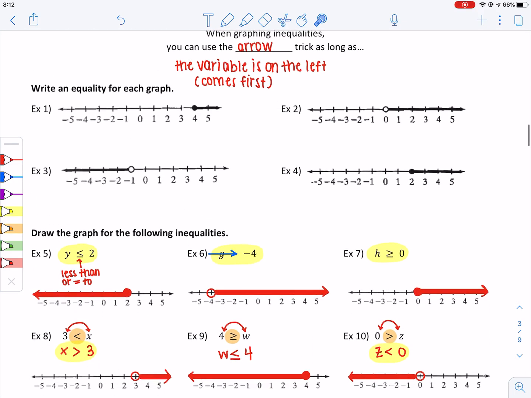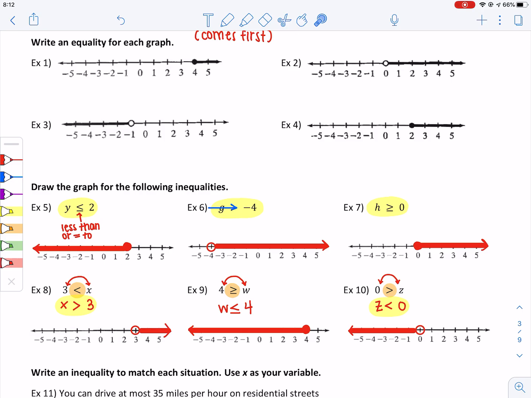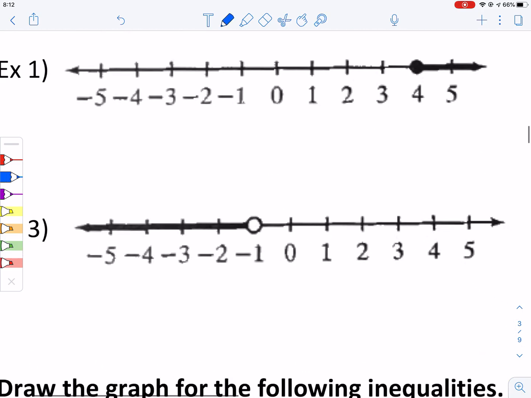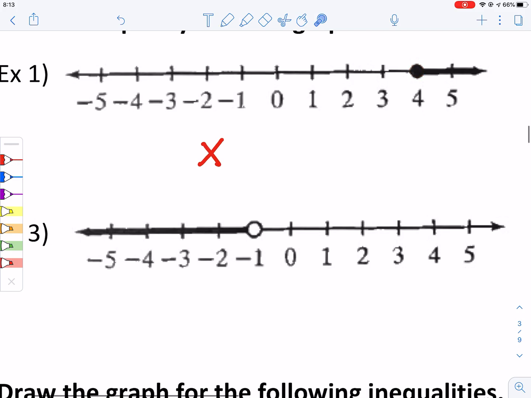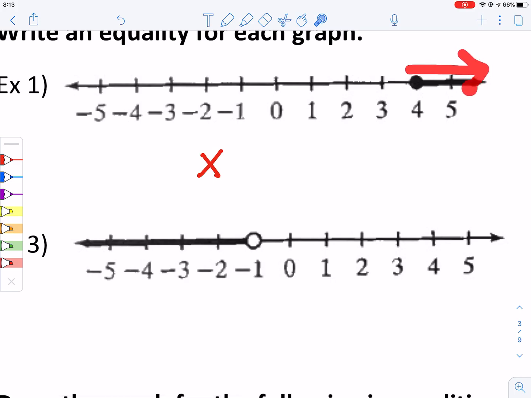Okay, let's try some more. So these examples right here. And again, I'm going to keep using x's just to be consistent. You can use any letter you want to, but I'm going to say x. And then again, if you want to go ahead and just use your arrow trick, go ahead. So notice how this graph is colored in, so I know it's about to have an equal to sign with it. And then it's shaded this way.